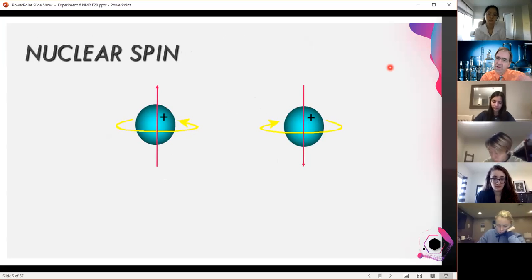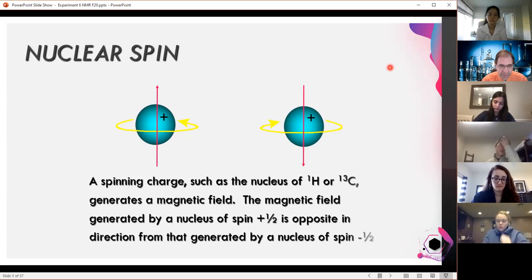We do need to go back to physics for a minute, right? So your nucleus has a positive charge. It is a sphere, and so your sphere can spin one way or the other, just like the Earth can. And just like the Earth, you can create a magnetic field with that. So arbitrarily, we call one of these plus 1/2 and one of these minus 1/2. Doesn't actually matter which one's which because the molecule doesn't know what side's up.